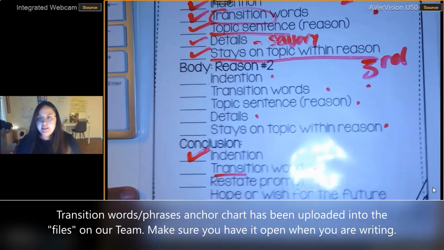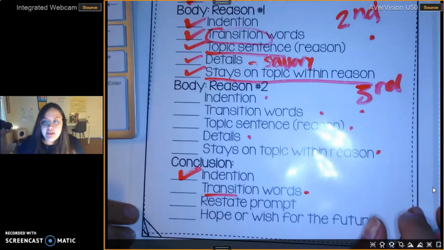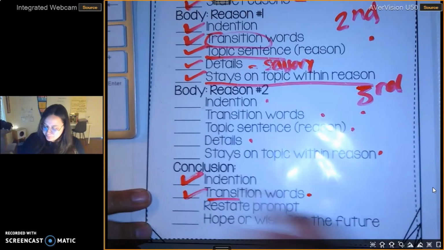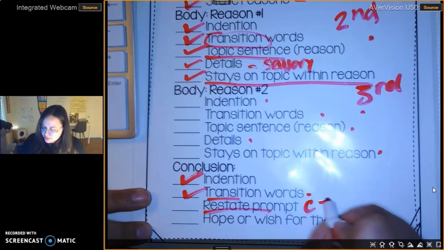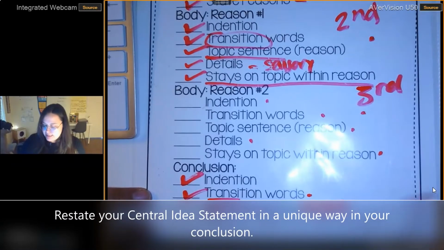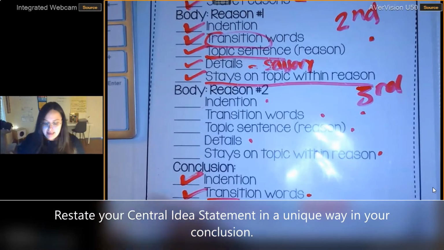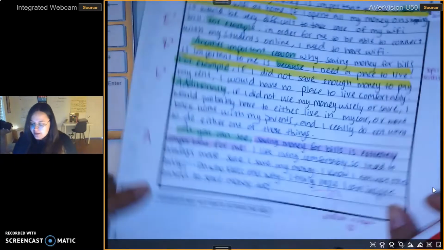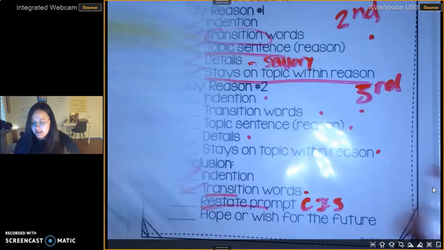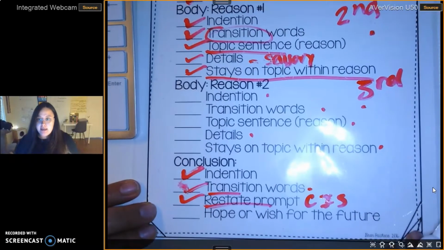You will find the transition words anchor chart that you guys have in your writing journals. Okay? Restating the prompt, which is also restating the central idea statement. This is so important, okay? And so like yesterday when we were doing identifying, I identified my central idea, and then I also identified that I said it again. So I can go ahead and check that off.